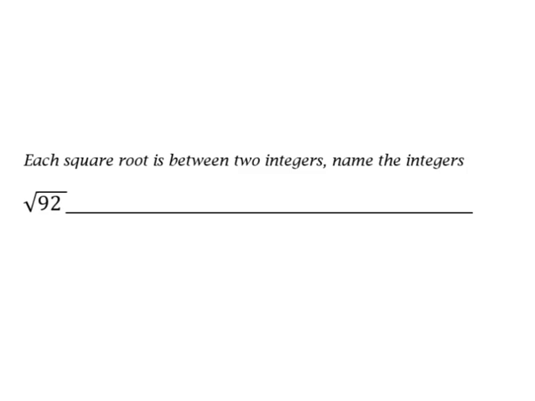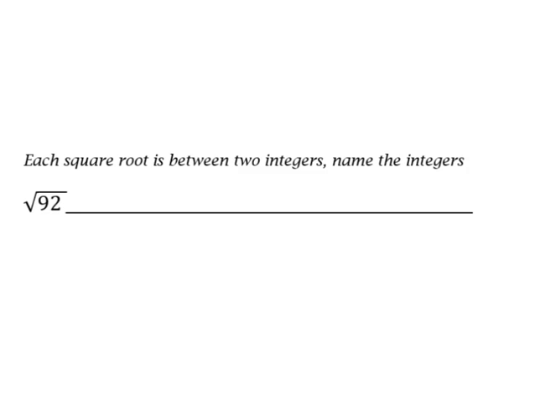For this section, the student is given a square root and you have to tell which two integers it is in between. You're given a square root and you have to tell which two integers that square root is in between. So starting with the square root of 92, what two integers is this square root in between?